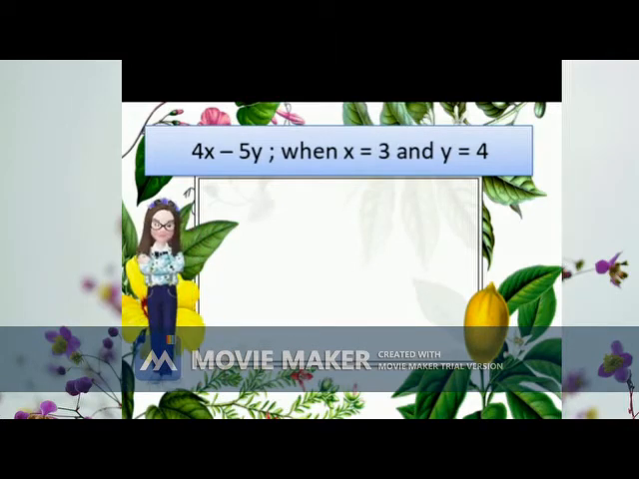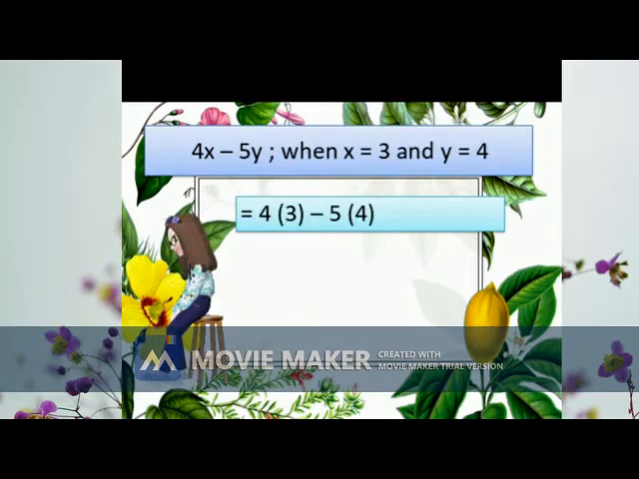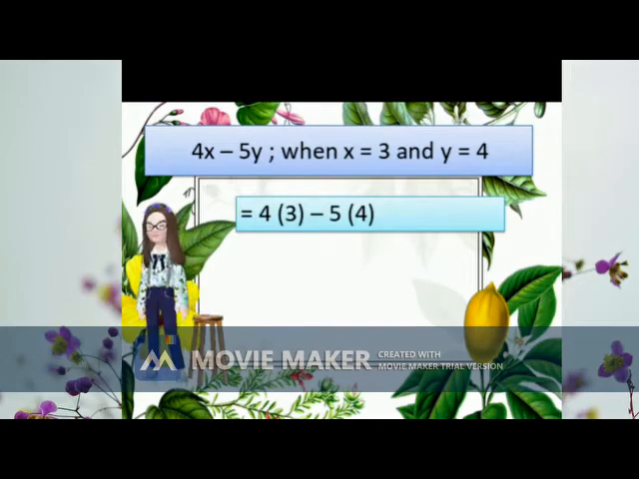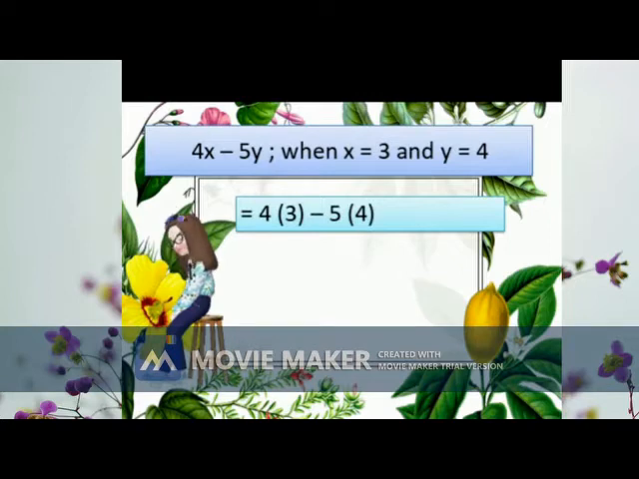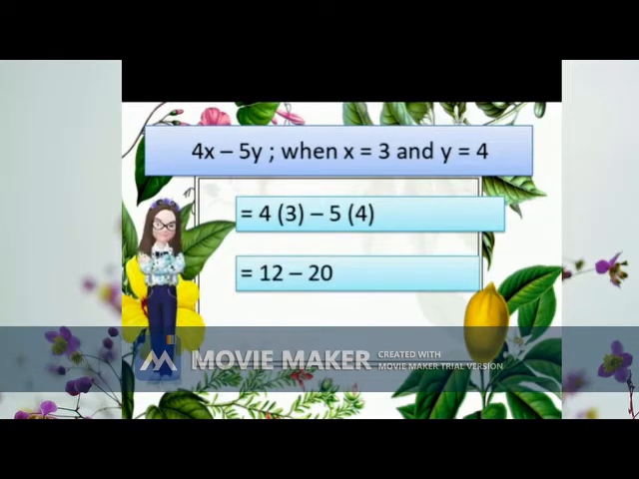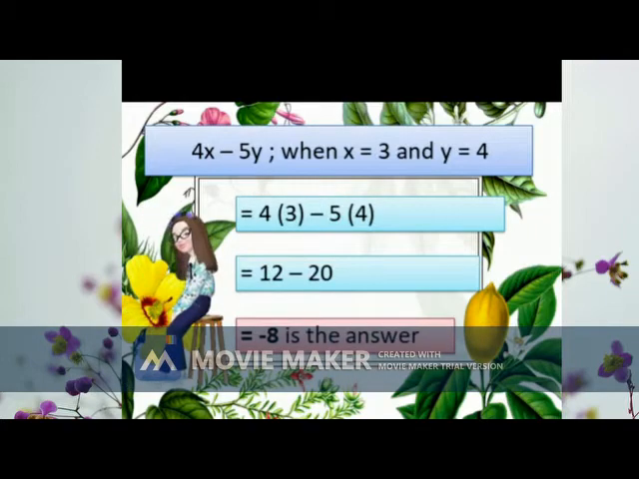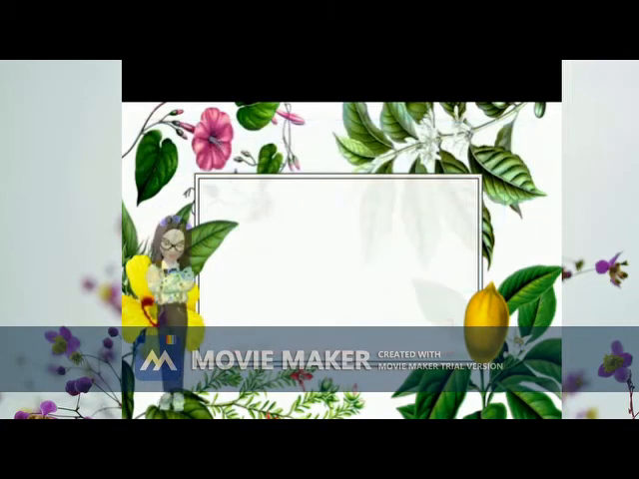So how does it look? It will look like this. It will have 4 times 3 minus 5 times 4. So 4 times 3 is 12 and 5 times 4 is 20. So you will have 12 minus 20. That will give you the answer as negative 8. Next example.